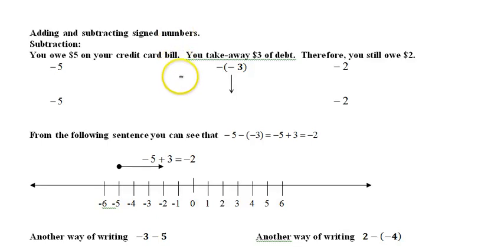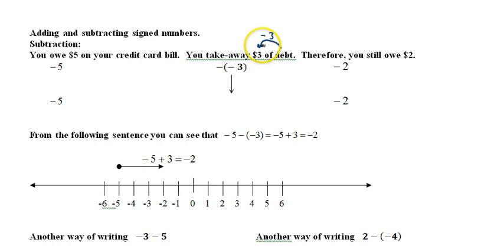Alright, this is adding and subtracting signed numbers. It's really just subtracting, but we're going to be turning some of the subtractions into additions. And this is how. Let's read our first sentence. It says you owe $5 on your credit card bill. Okay, so minus 5. You take away $3 of debt. Well, $3 of debt makes that a minus 3, because debt represents a negative.